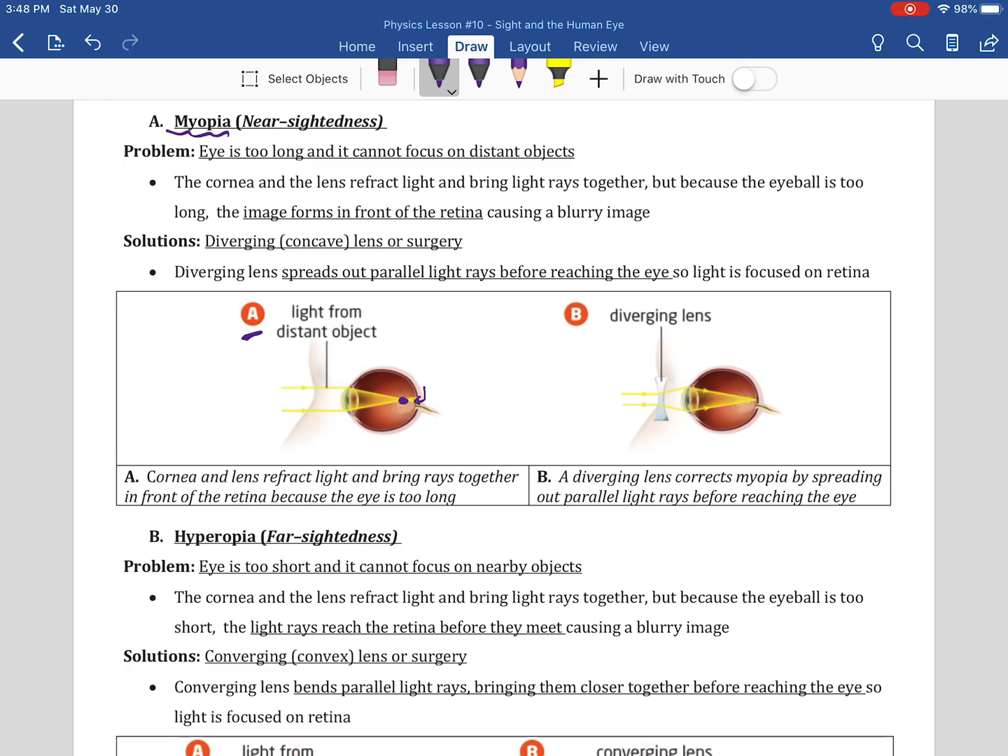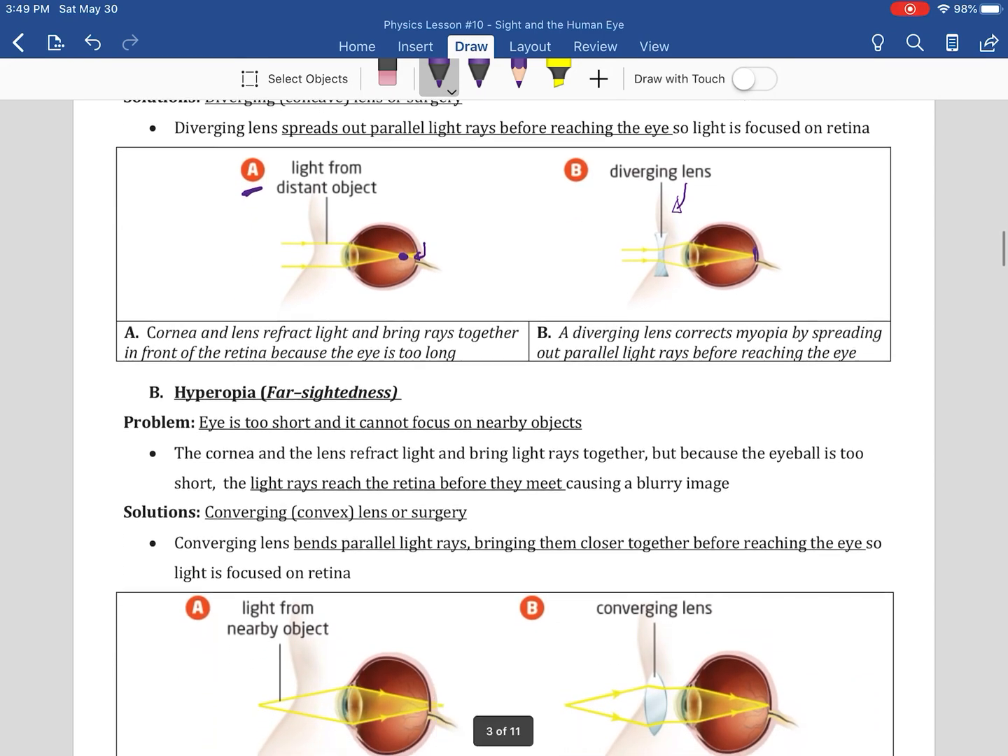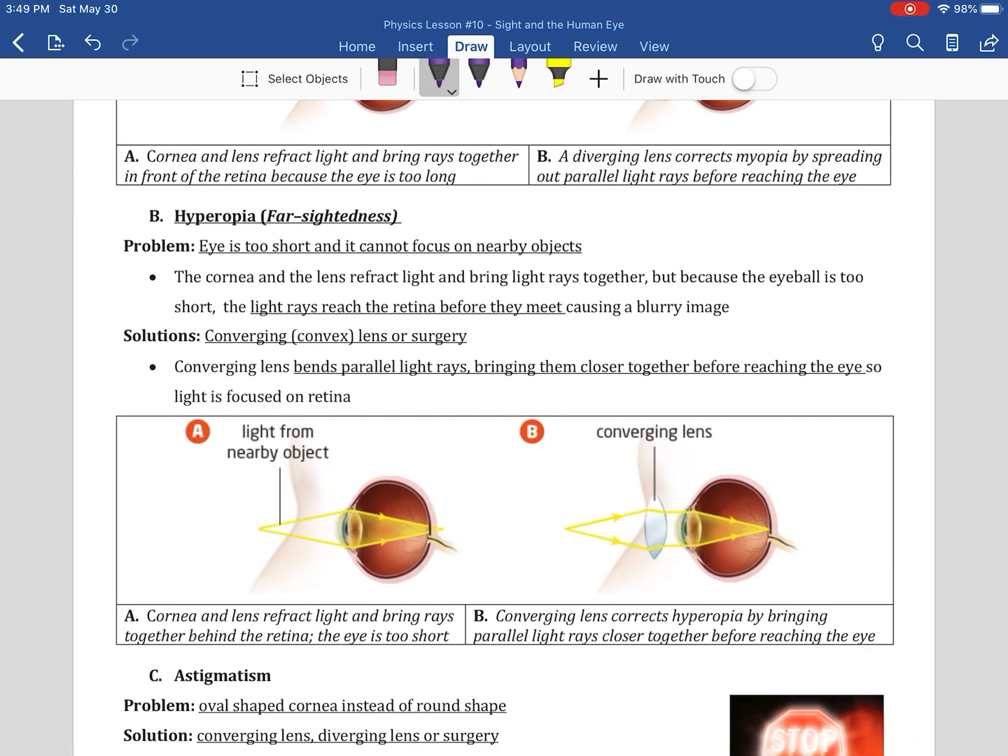Okay? So the way you fix it is that you use a diverging lens, and that diverging lens is going to spread the light rays out, and in the end that causes the light rays to actually meet right here on the back of the eye, on the retina. Okay? So, if you're bored, and you've got glasses at home, take a feel of your glasses and see if you can feel a difference in the depth of your glasses.